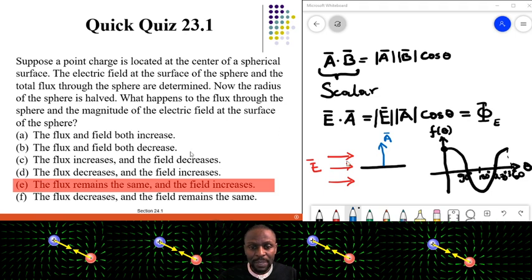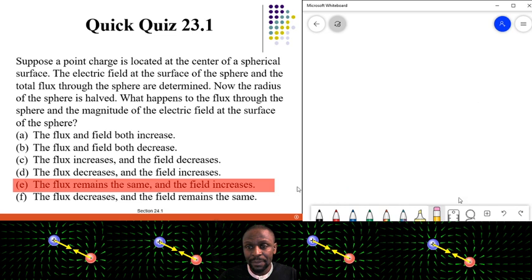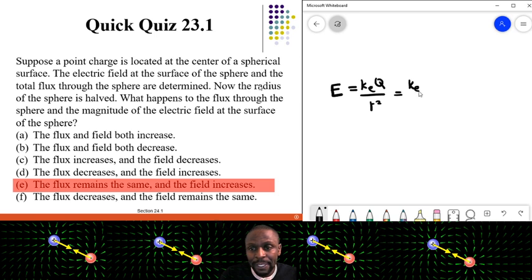Now let me also explain why the electric field is going to increase when you halve the distance. Remember from chapter 23, or a previous chapter, the magnitude of the electric field is given by Ke Q over R squared. Now if I halve the radius, this is going to be 1 divided by 2.